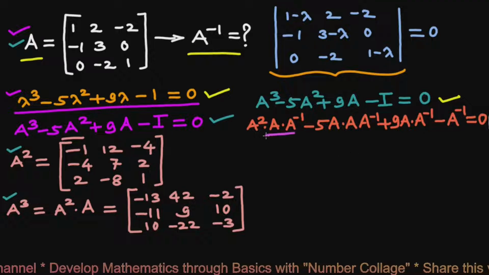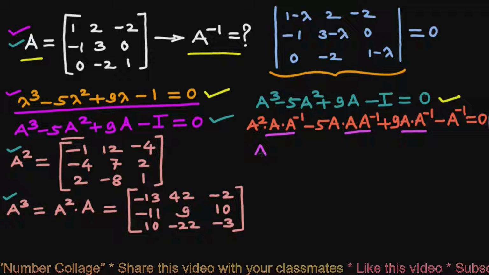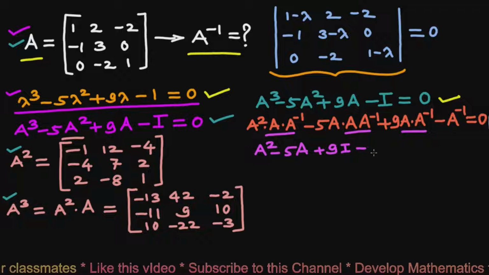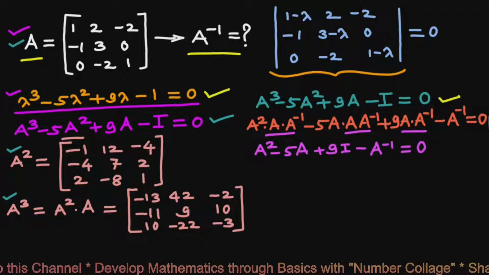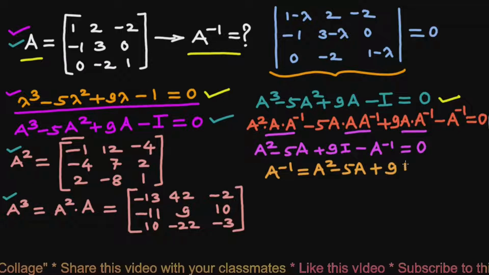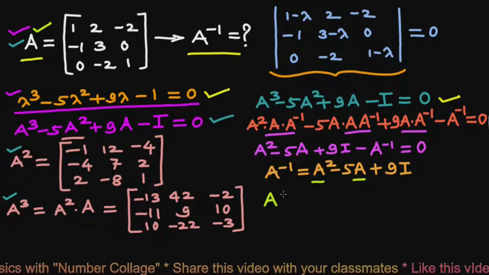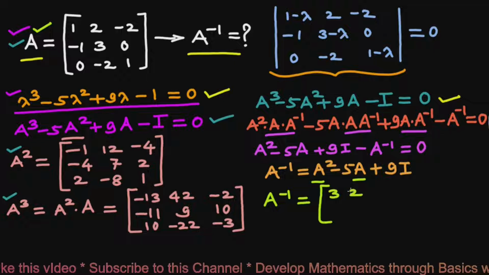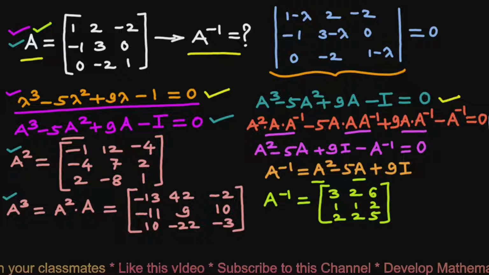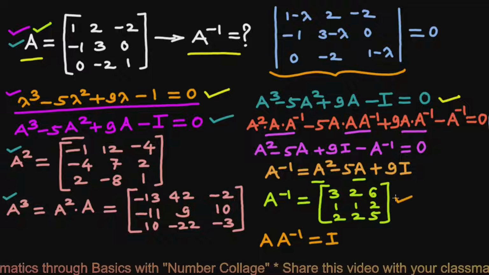Now we know that A into A inverse is I. So we write A square into I, that will be A squared minus 5A plus 9I minus A inverse equals 0 matrix. Now this gives us A inverse equals A squared minus 5A plus 9I. Now in this, substituting for A, the matrix A, we get A inverse equals a matrix 3 2 6 1 1 2 2 2 5. Here we can verify that A into A inverse equals I, thereby proving this A inverse to be correct.